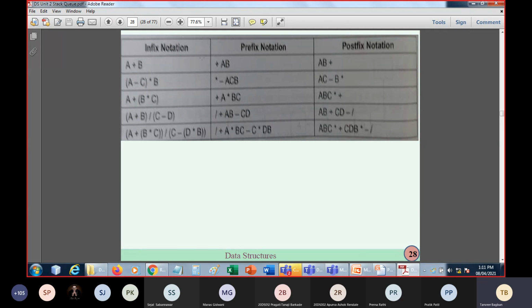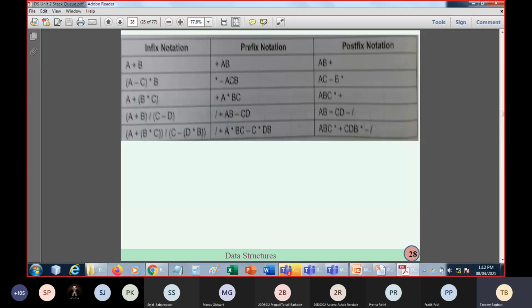In postfix notation, in the same way, instead of taking it before, it is taken last. So here you can see minus is taken first, so it is going to be AC minus, and then multiplication, so it is B multiplication.